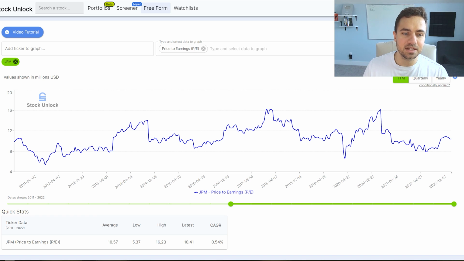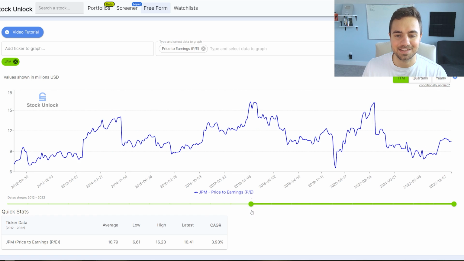For example, we're going to take a look here at JP Morgan over the past decade. And here we can see that JP Morgan's price to earnings ratio relatively is quite consistent and stable. I mean, back here in 2012, JP Morgan had a price to earnings ratio of about 7, and then the highest it got over the past decade is about 16 in 2018. So JP Morgan's price to earnings ratio has only gone from about 7 to 16 over the past decade. That's a pretty low range. And we can see here that it's pretty consistent, it's pretty reliable.